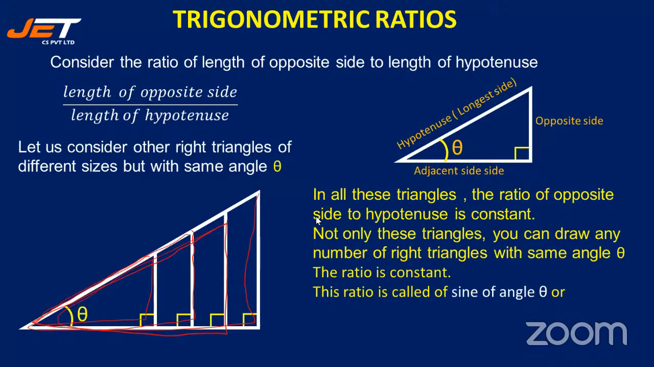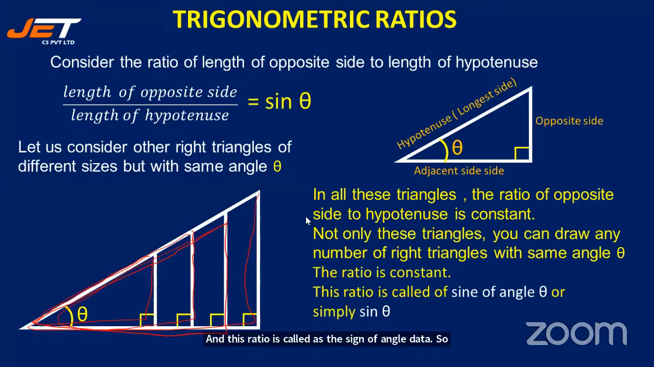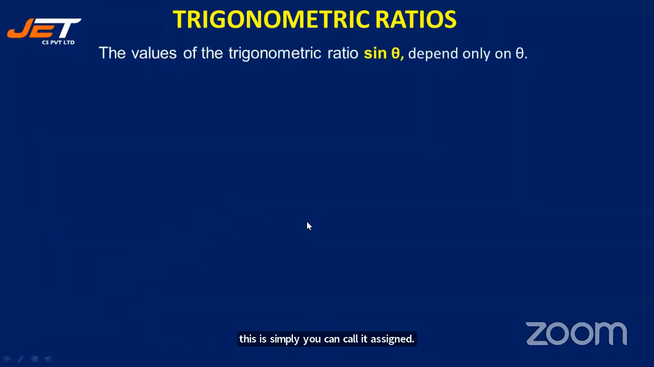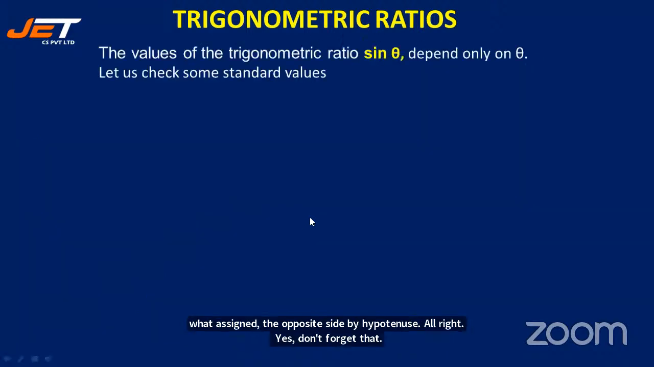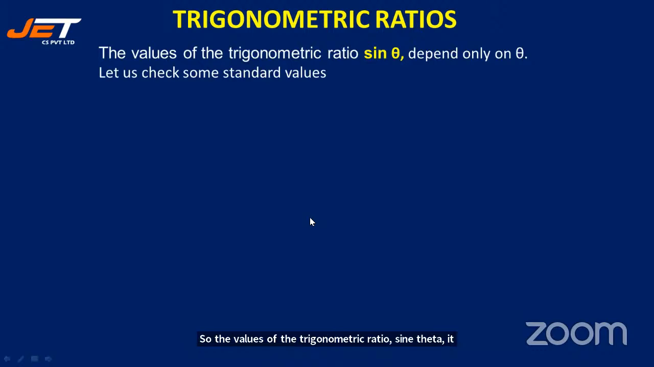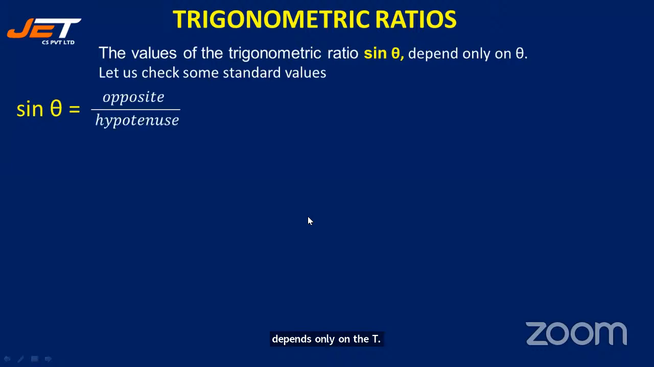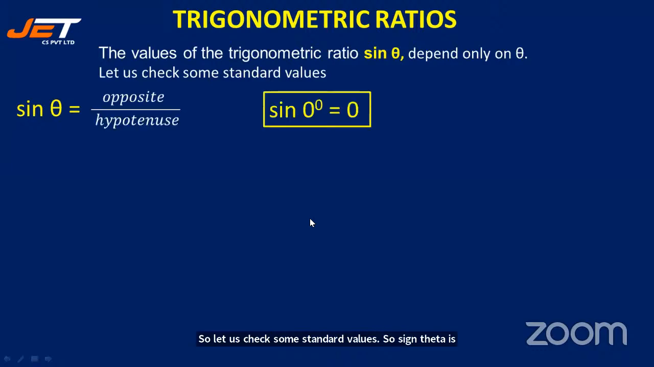This ratio is called the sine of angle theta. You can simply call it sine theta. So what is sine theta? The opposite side by hypotenuse. Don't forget that. The value of the trigonometric ratio sine theta depends only on theta. So let us check some standard values. Sine theta is opposite side by hypotenuse, where sine 0 is 0. Please quickly note down if you have not noted down, because the sums that we are going to do now, we'll be doing using these values only.